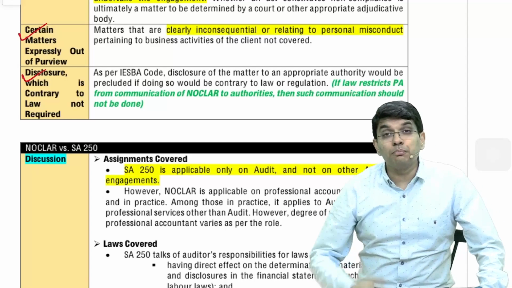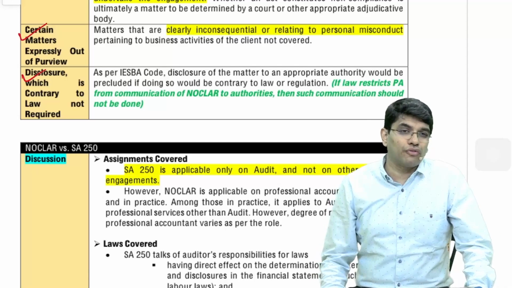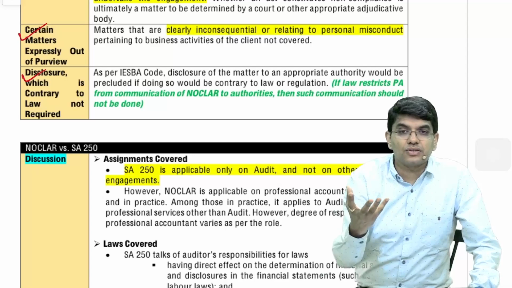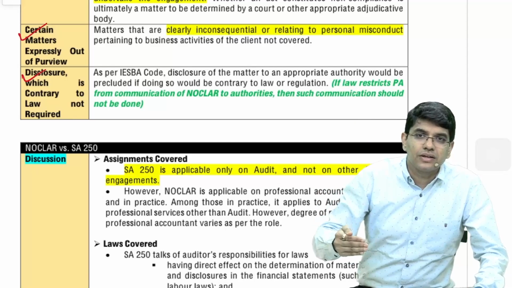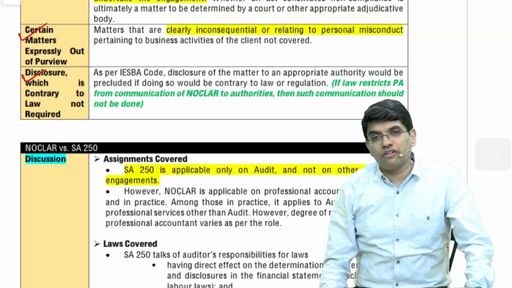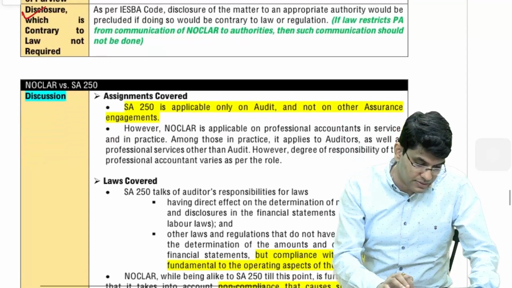NOCLAR wants to say that be more vocal about the non-compliance. Just don't hide behind confidentiality. Be more vocal towards non-compliance. Go and tell people unless you are restricted. There's a change in the approach. And I think it's going to have big impact in the upcoming time when chartered accountants will directly go to the authorities and inform about non-compliances.